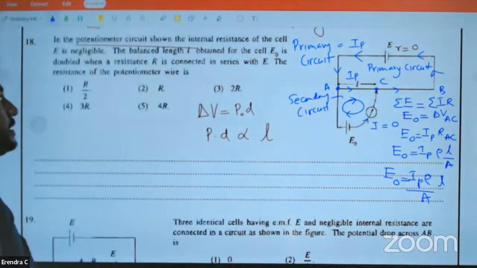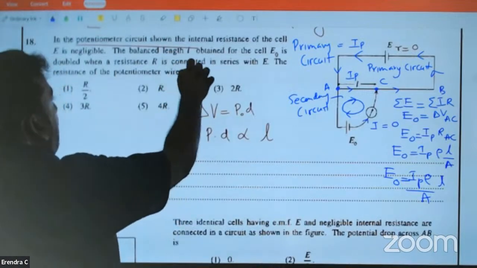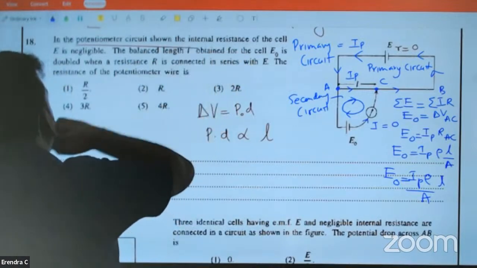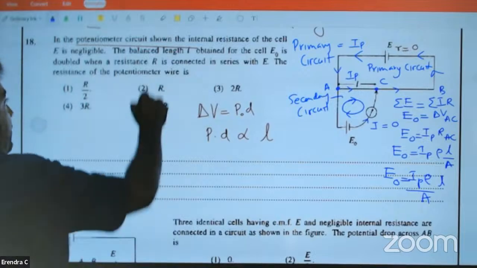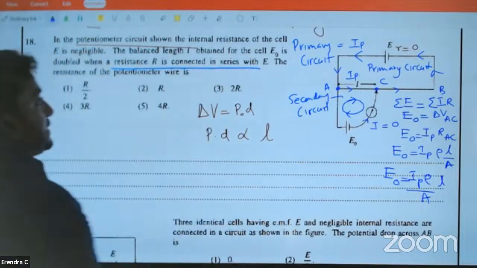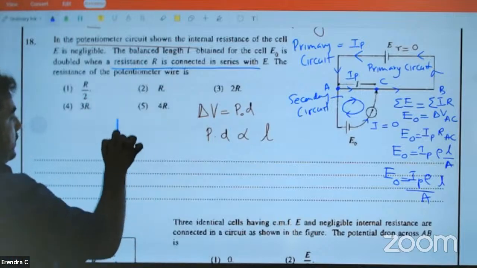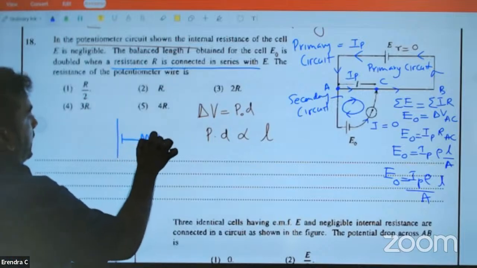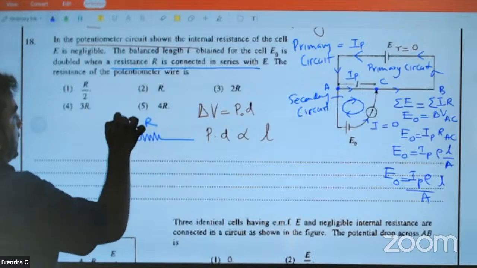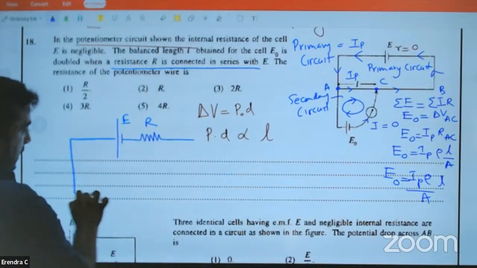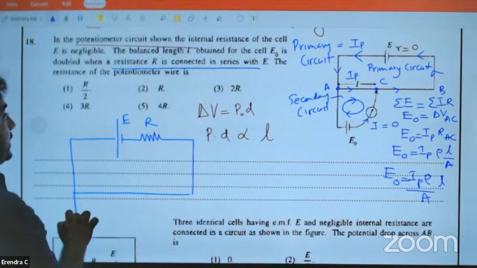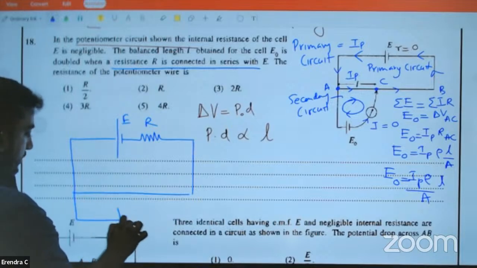What are they telling you? The balance length L is obtained for the cell E naught. It is doubled when a resistance R is connected in series with E. I'll draw the circuit. I'm connecting a resistance R in series with E. The balance length has doubled when I connect E naught.